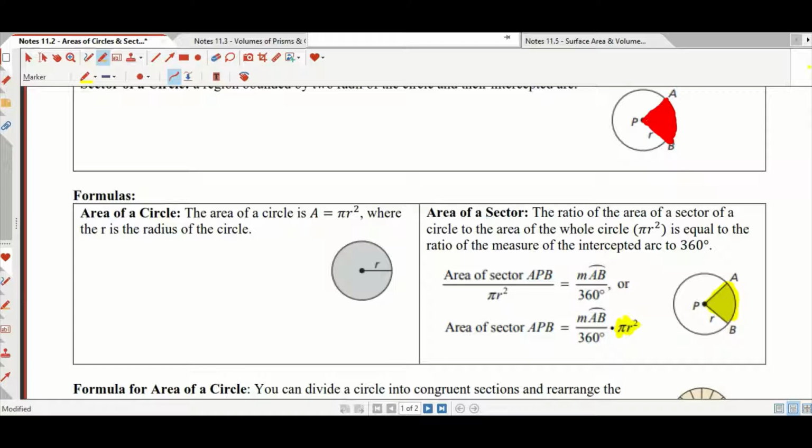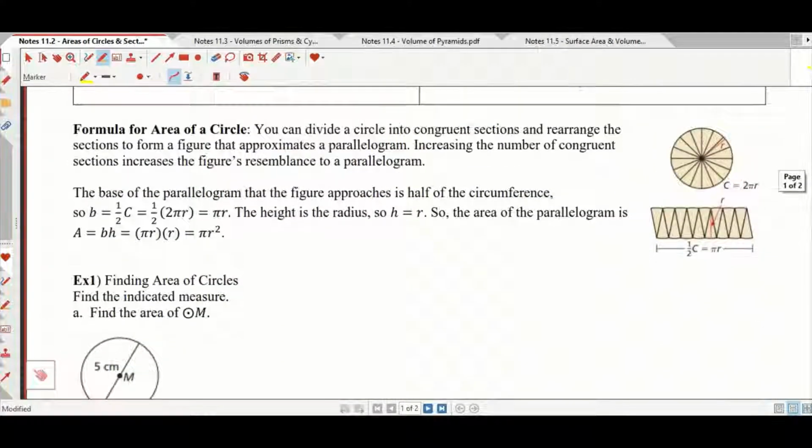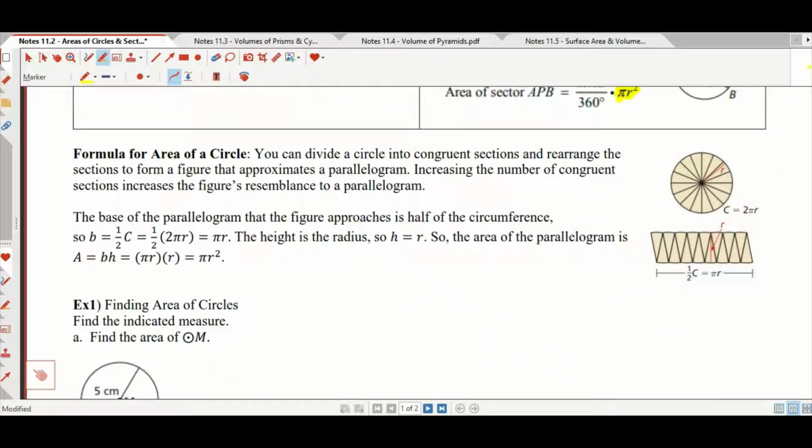Well, let's take a look here. So the formula for the area of a circle, let's talk a little bit about where it comes from. You could divide a circle into congruent sections and rearrange the sections to form a figure that approximates a parallelogram. I want you to notice that it won't actually make a parallelogram, but it gets awfully close. And that's this thing down here. Imagine slicing this up into a whole bunch of little triangle-ish pizza pie slices.